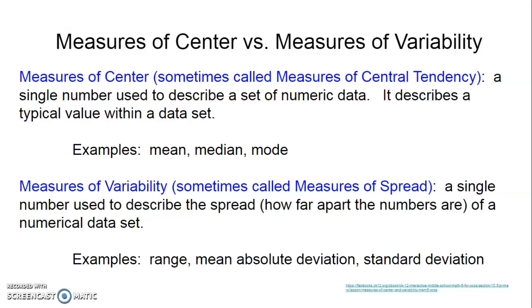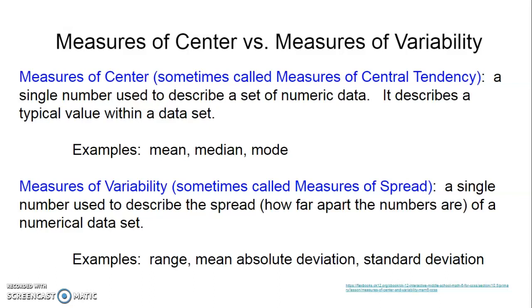All right, so as you can see, I have a couple of definitions here that I got from a site called CK12 Interactive. I'm going to talk about that resource a little bit at the end of the video. Okay, but for now, let's look at their definitions. Measures of center are also referred to as measures of central tendency. That's a single number used to describe a set of numeric data. Basically, it describes a typical value within a data set.